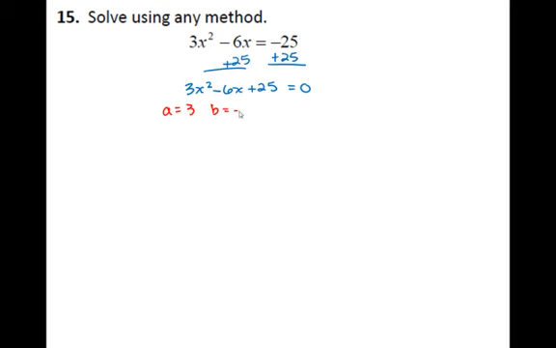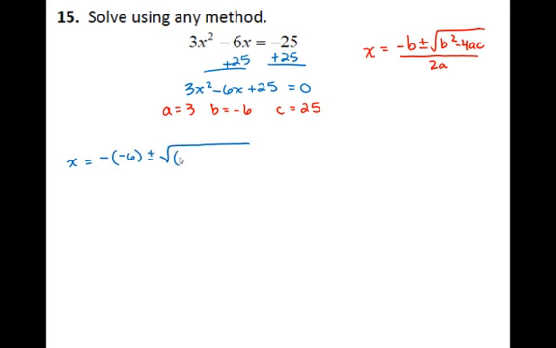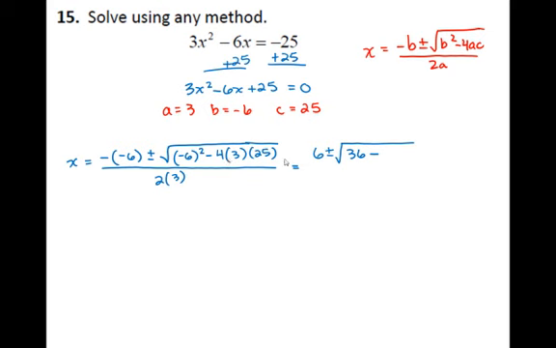A equals 3, B equals negative 6, C equals 25, and the quadratic formula is negative b plus or minus the square root of b squared minus 4ac, all over 2a. I'm going to substitute. x equals negative negative 6 plus or minus the square root of negative 6 to the second power minus 4 times 3 times 25, all over 2 times 3. That's 6 plus or minus the square root of 36 minus 4 times 3 times 25, which is 300, all over 6. So 6 plus or minus the square root of negative 264, all over 6.